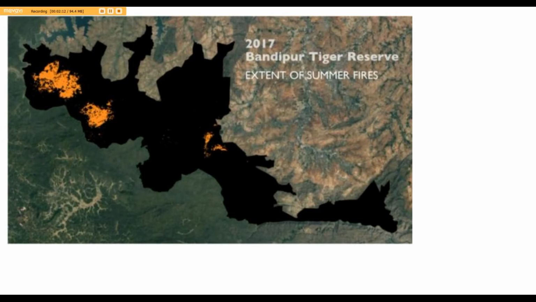Very recently, in 2007, the extent of summer fires in the Bandipur Tiger Reserve in South Asia was monitored and mapped in real time using Google Earth Engine. So while Google Earth Engine has not been used as widely as ArcGIS and R, this is a very powerful tool that anyone who wishes to work in GIS or spatial data analyses should aim to master.